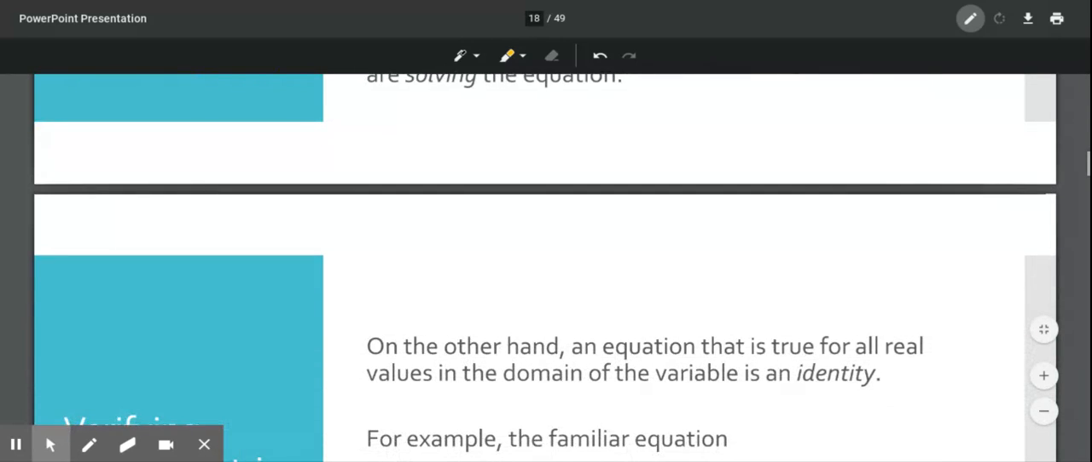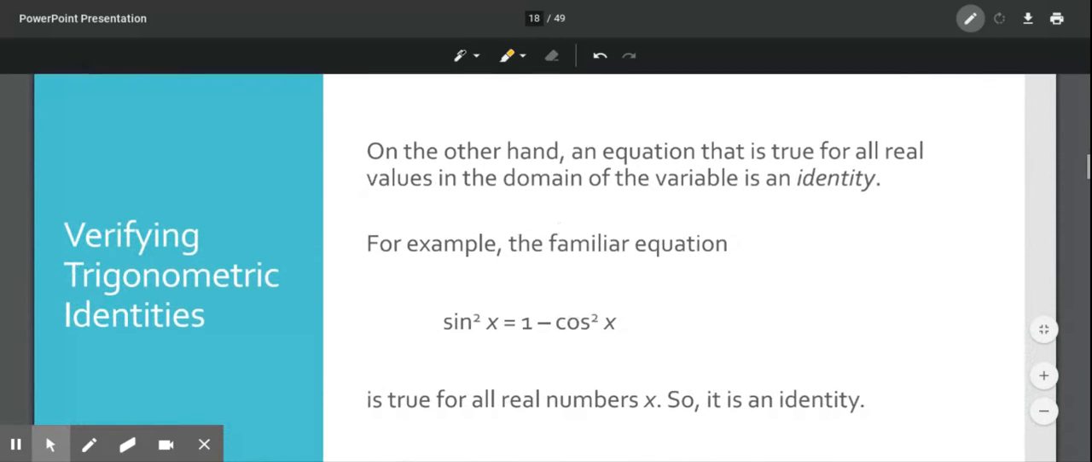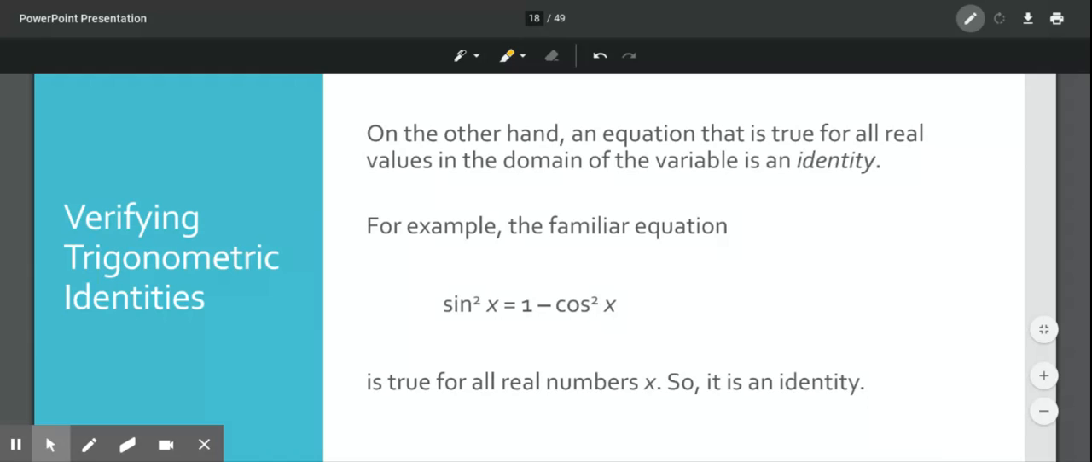Where when you have your identities, it's true for every number. So it doesn't matter what you plug in for x, you'll still get the exact same thing on both sides. So if you plugged in a 2 for x or you plugged in a 7 for x, you're going to get equal values on both sides. So that's what makes it an identity.